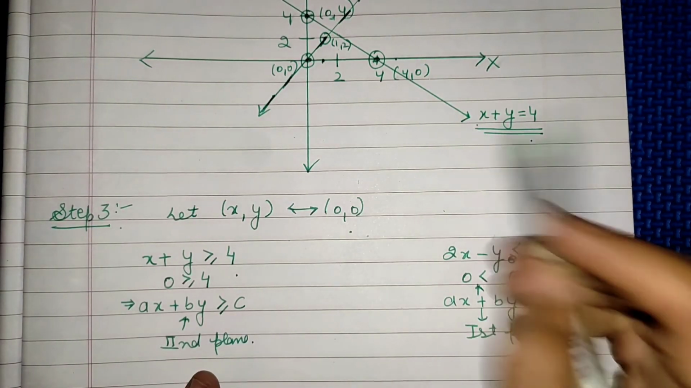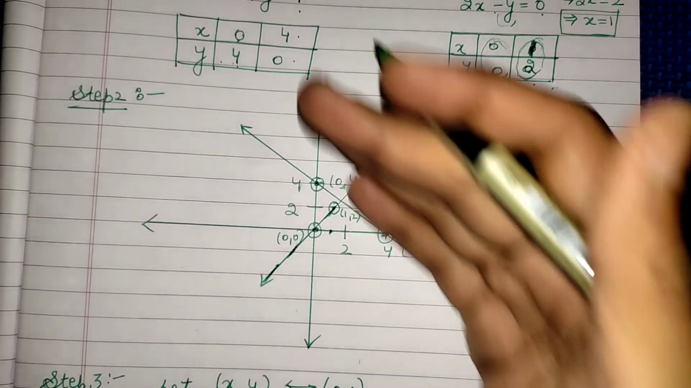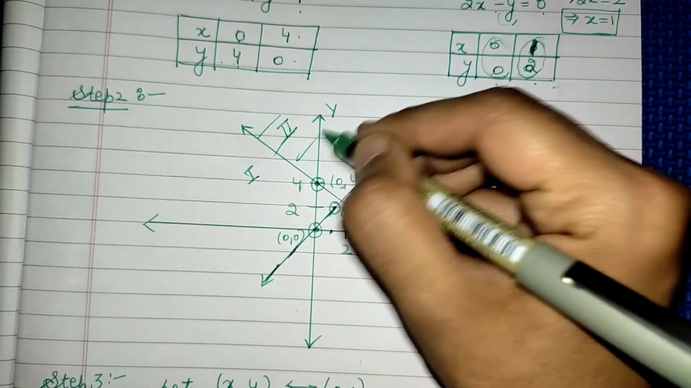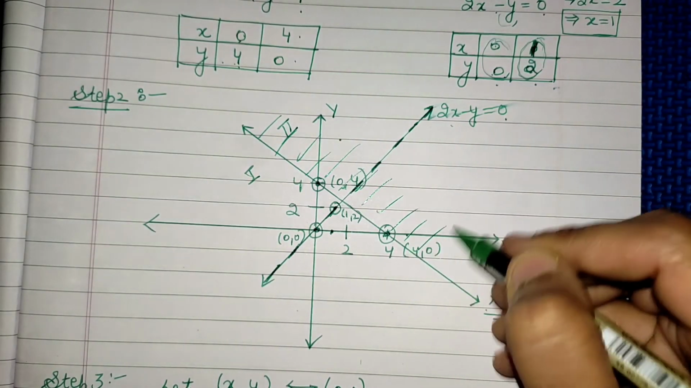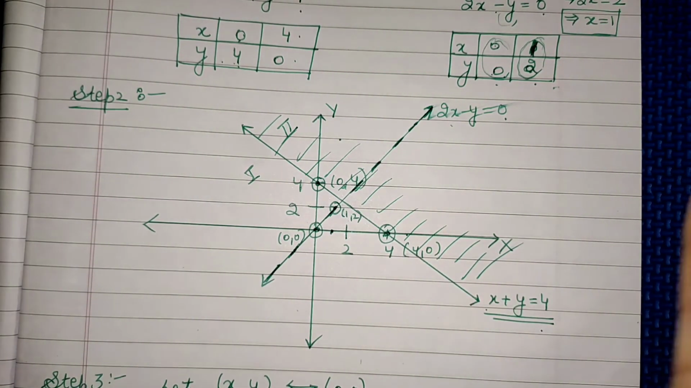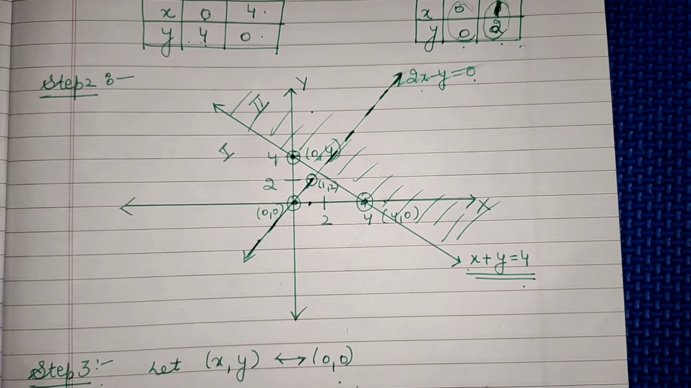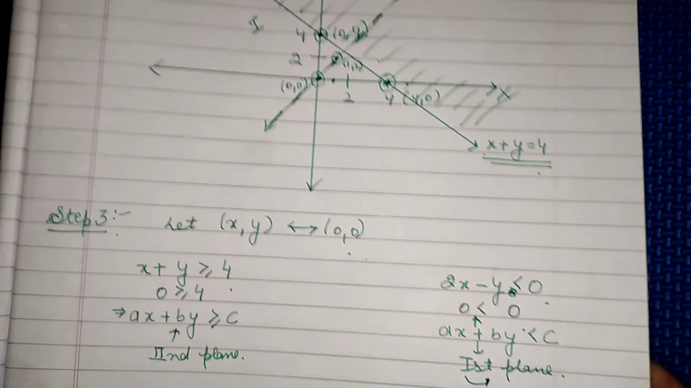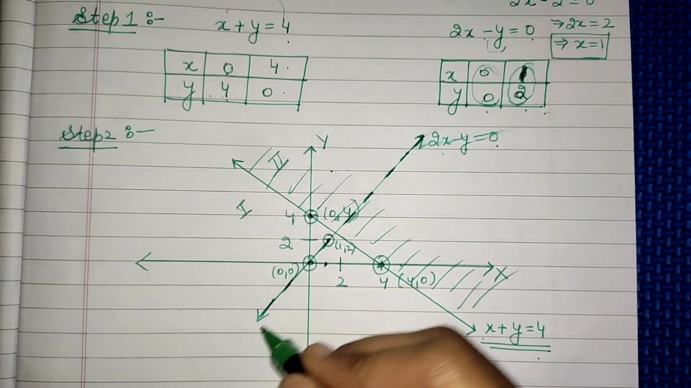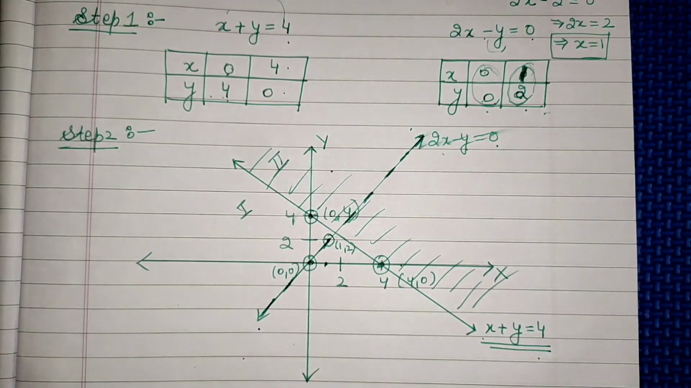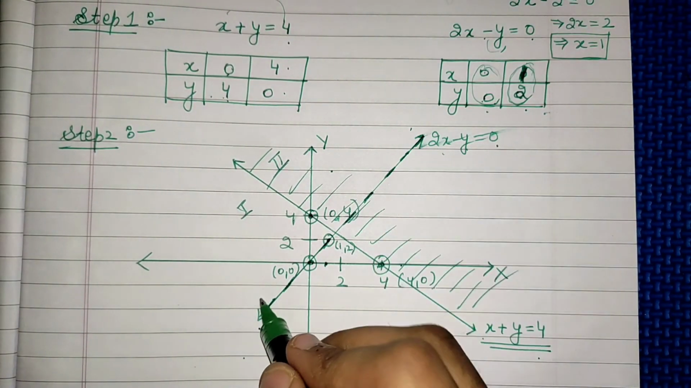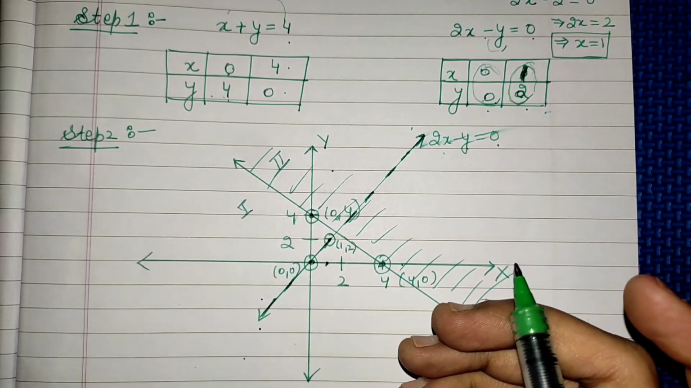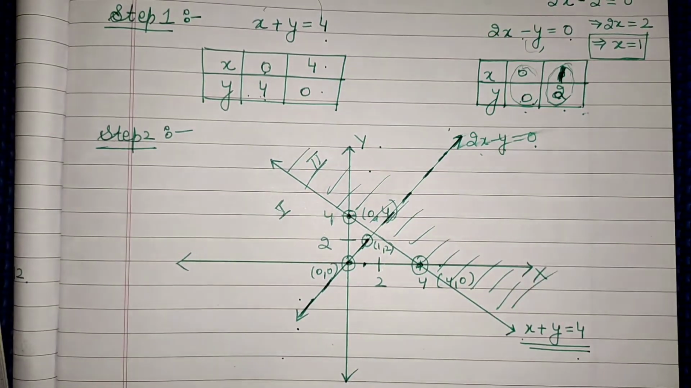For this line, the solution is in the second plane. Where is the second plane? This is my first plane and this one is my second plane. So my solution is towards the right hand side, the second plane. Then my solution for the second line is in the first plane. For 2x minus y is equal to 0, what does it say? That the solution should be in the first plane. So where is the first plane? The first plane is this one.